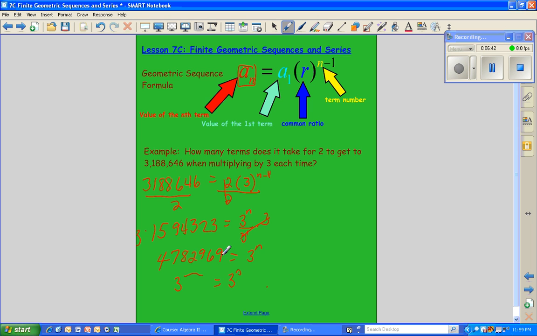And it works out to be 14. So your bases cancel out, and you know n equals 14. So just by multiplying by 3, it's only going to take 14 times to go from the small number of 2 all the way up to 3,188,646.